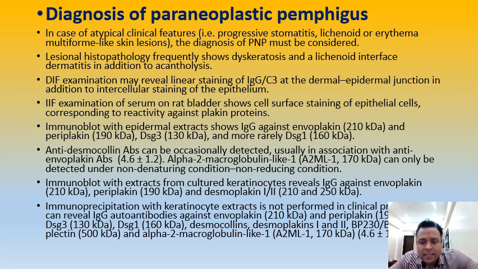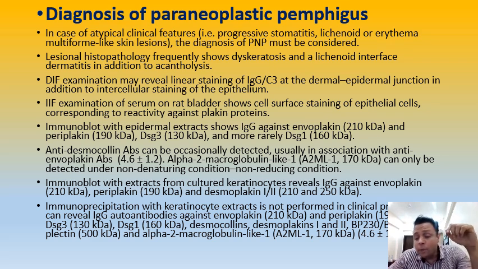Anti-desmoglein antibodies can occasionally be detected. This is how to detect these antibodies, by the immunoblotting technique. So now you can mention immunoblotting also. And anti-desmoglein antibodies are occasionally seen, usually associated with the anti-envoplakin antibodies. Alpha-2 macroglobulin-like 1, A2ML1, can only be detected under non-denaturing, non-reducing conditions.